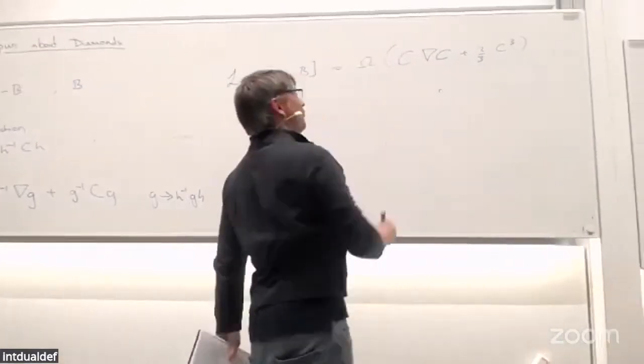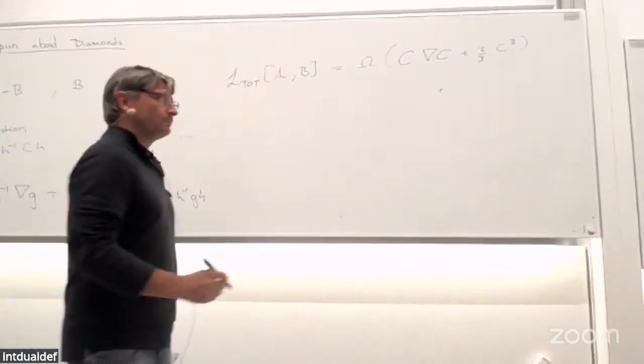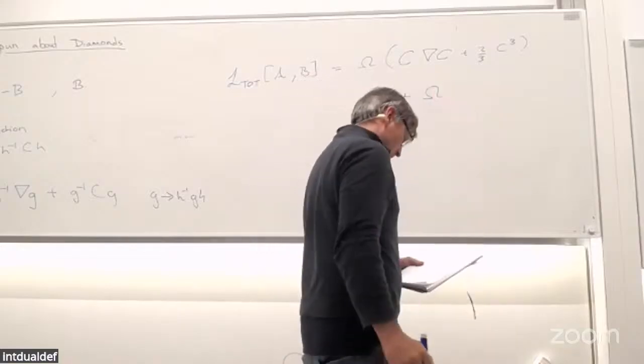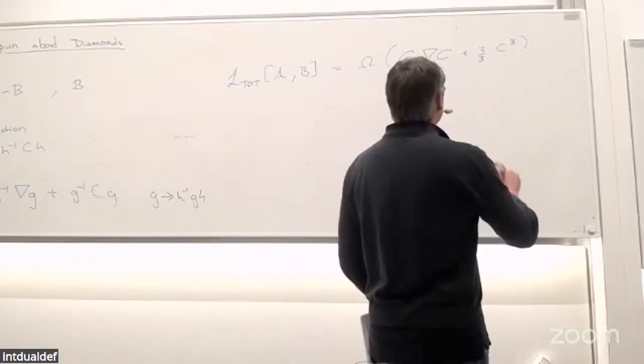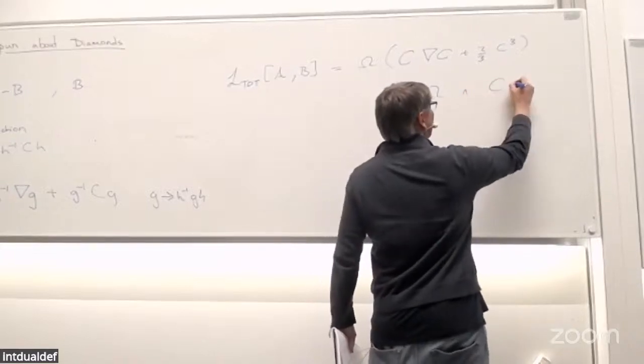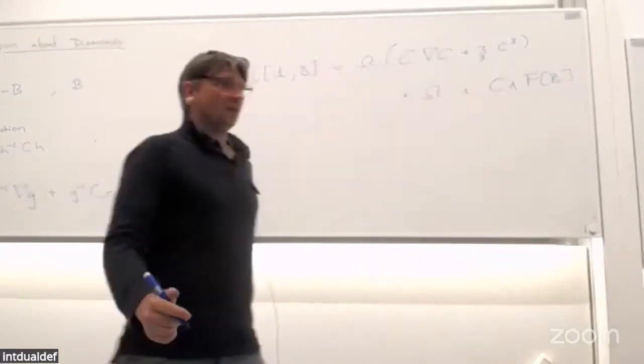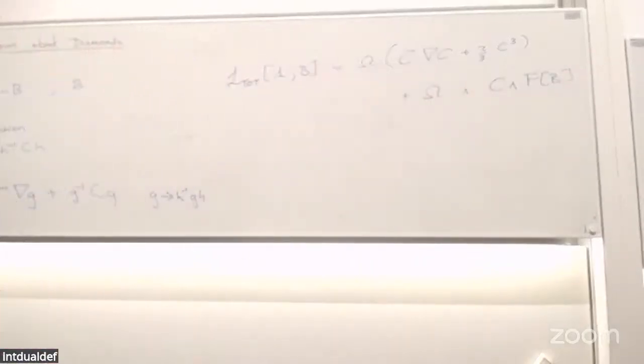So we've got covariantized Chern-Simons term. And I told you we had some Lagrange multiplier terms. We've got some BF term. Okay. And then some amazing things happen here.